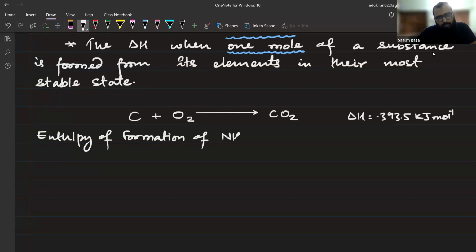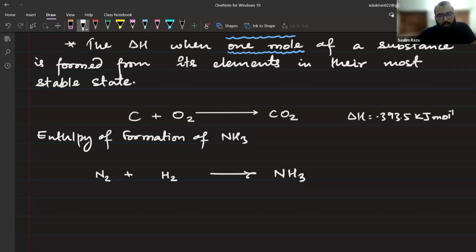of ammonia, NH3. So how many moles of ammonia should be formed? Tell me, guys. How many moles of ammonia? 1. Very good. NH3. 1 mole of ammonia. Ammonia is NH3, so we will get nitrogen. What is the most stable state of nitrogen? N2 gas. N2 gas plus how many moles of hydrogen do we require? We require hydrogen also.